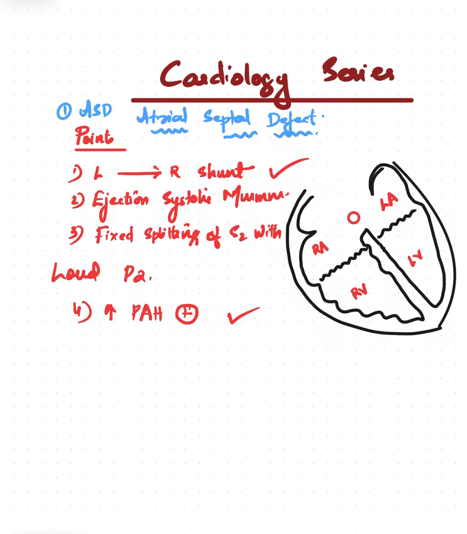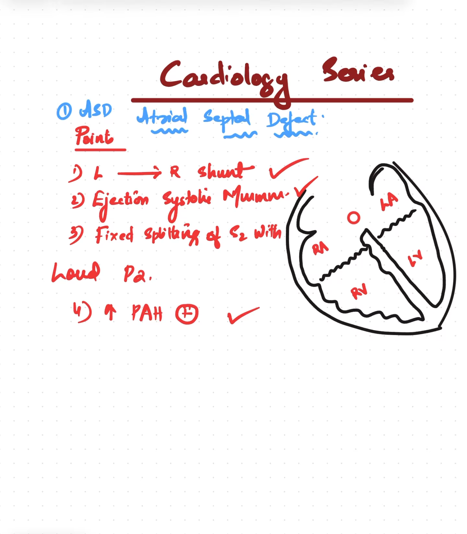The next thing that I would like to tell you is that in this condition we can hear an ejection systolic murmur. You need to remember that. It's actually heard in the area of the lungs, the pulmonary area. This murmur is heard because of the rush of blood due to the pressure. As the pressure is increased, we can hear an ejection systolic murmur in the pulmonary area.